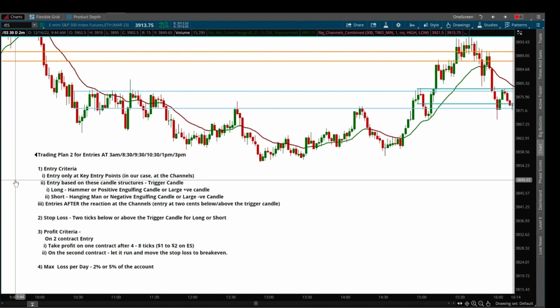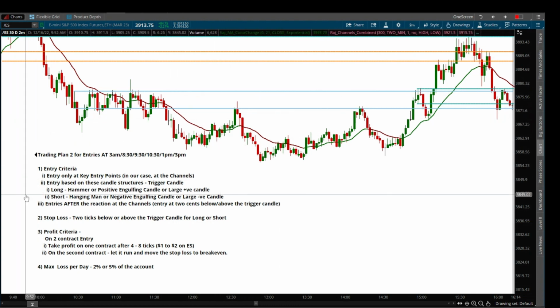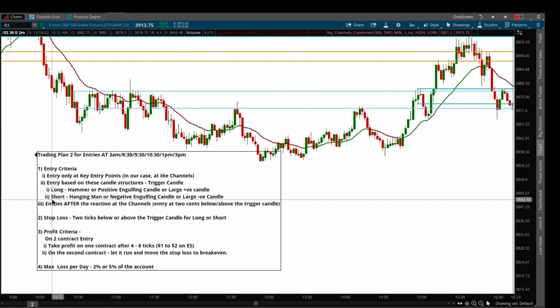Okay, so just to quickly go over the trading plan again. Every trading plan should have an entry criteria, a stop loss, a profit criteria, and a max loss per day. So the entry criteria: if you really want to be successful, you have to have identified key entry points on your chart. And in my case, the key entry points are the channels.